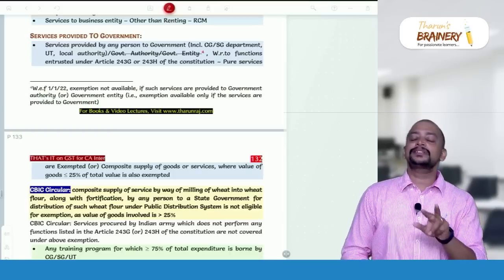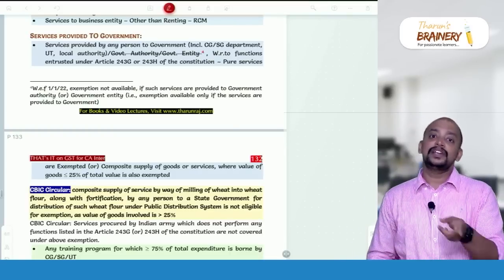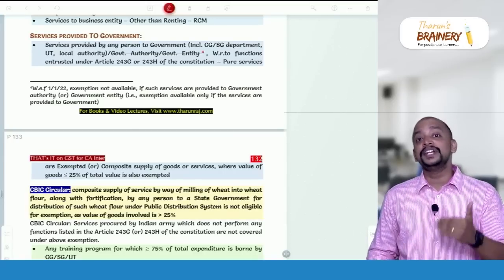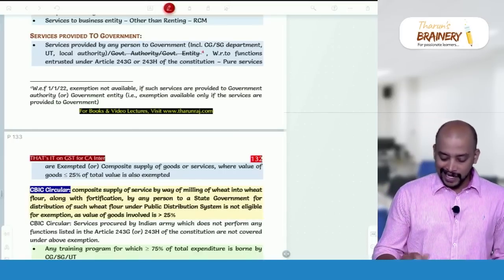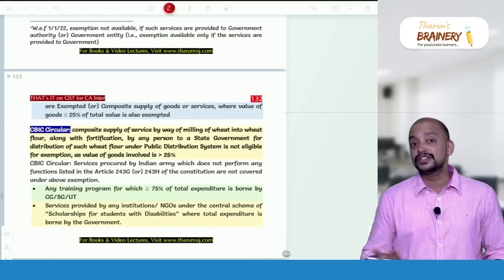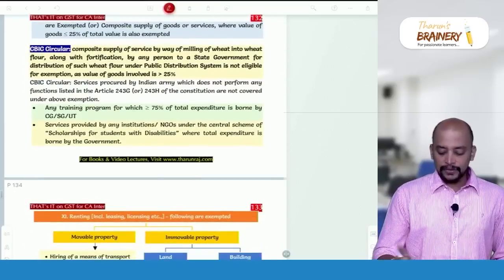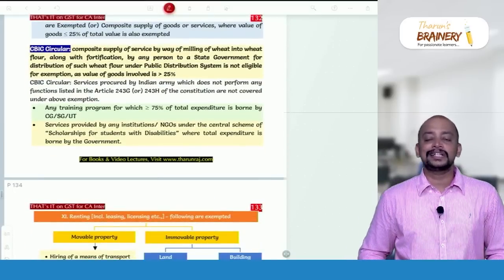If it is a composite supply involving both goods and services, then also it will be exempted, provided the value of goods does not exceed 25% of the total. Then in that case it will be exempted. If the value of goods exceeds 25% of the total, then it will be taxable. This is one exemption. And now in relation to that, there is one circular, that is supply of wheat.